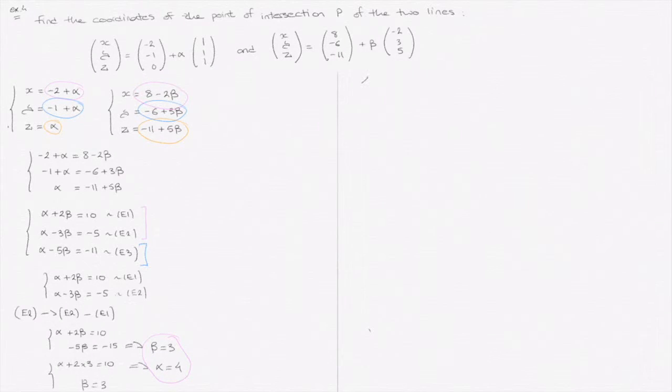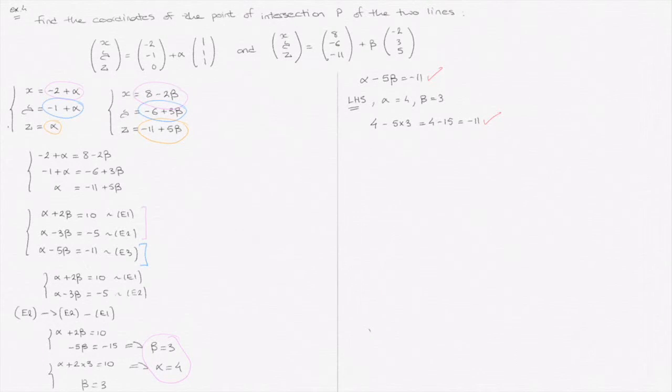So equation 3 is alpha minus 5 beta equals -11. If we focus on the left-hand side, LHS, if alpha equals 4 and beta equals 3, the left-hand side would be 4 minus 5 times 3, which equals 4 minus 15, which is equal to -11. And therefore we can see that the left-hand side and right-hand side of this equation are equal. This means that this is a viable solution, and these two lines do in fact have a point of intersection.